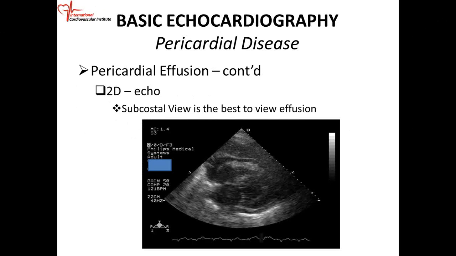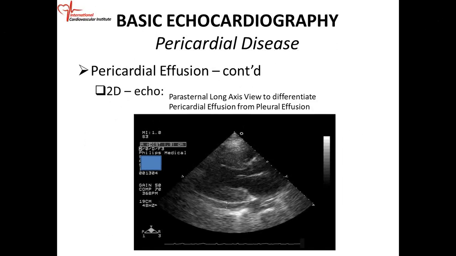So the subcostal view is one of the best views to assess pericardial effusion, because if it is generalized, you can see it. This is just outside of the left ventricle, goes towards the apex, and it comes all the way to the right ventricle and the right atrium. So this is generalized pericardial effusion. So the subcostal view is one of the best views to look for that.